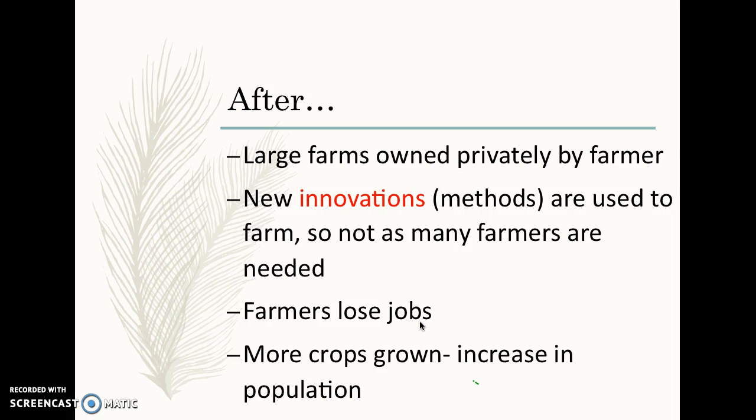And a positive side of this is we do have more crops that are being grown, and we are able to increase our population. So we have a lot of things happening. We have new inventions or innovations, new methods to grow crops. We also have the fact that farmers are losing their jobs because technology is replacing them. And we also have an increase in population because we could grow more crops now. So this is all about the results of this Agrarian Revolution.